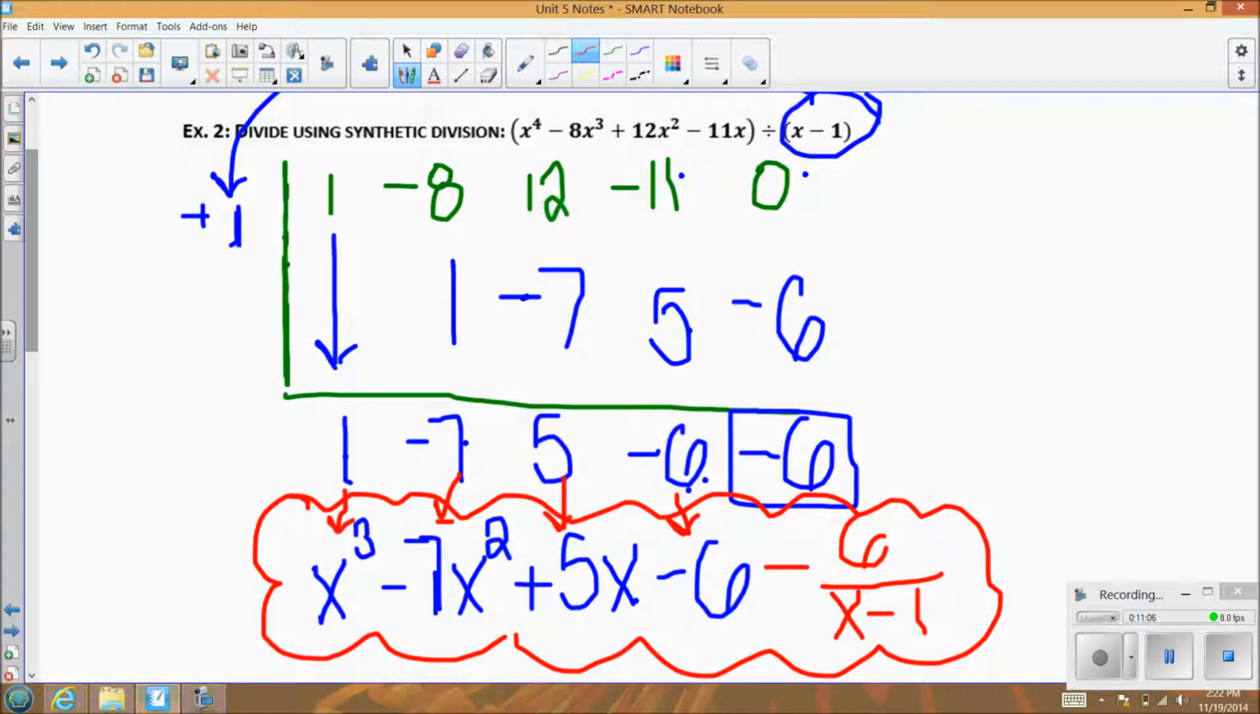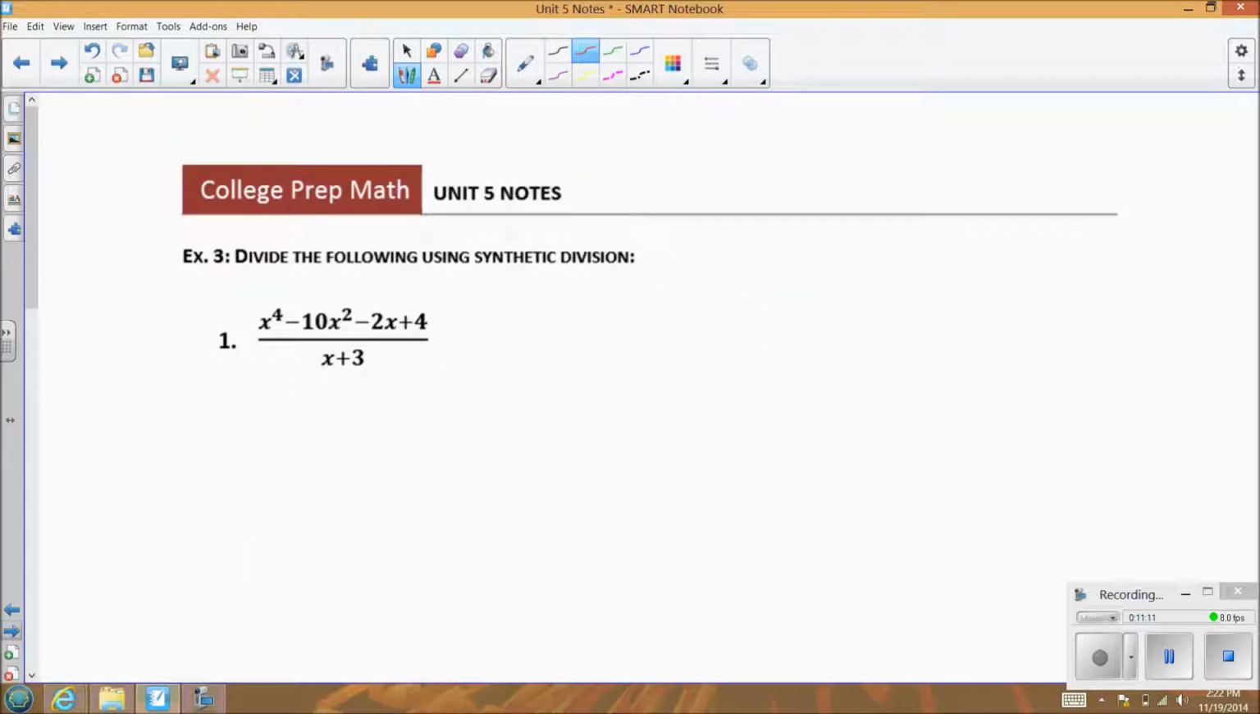Okay, so let's look at some more examples. So same idea, the setup's just a little bit different, where it's given to us as a fraction, but you're going to start off the same way. Make your organizer. This is what you're dividing by, so that's going to go out in front with the opposite sign.